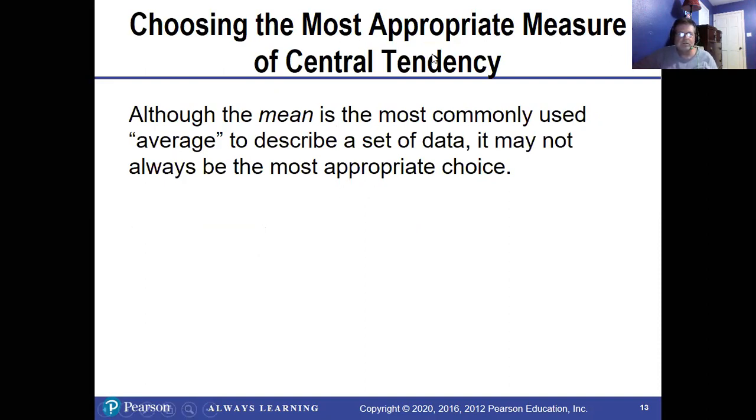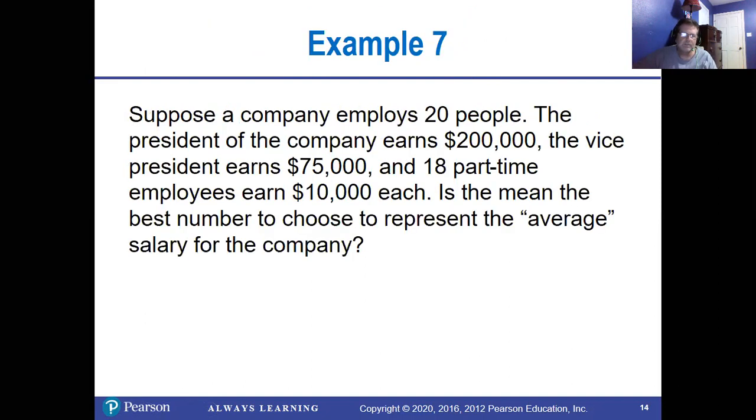It says, choosing the most appropriate measure of central tendency. Although the mean is the most commonly used average to describe a set, it may not always be the most appropriate. A lot of times kids know average and want to use the average. Here's an example where it doesn't work very well.